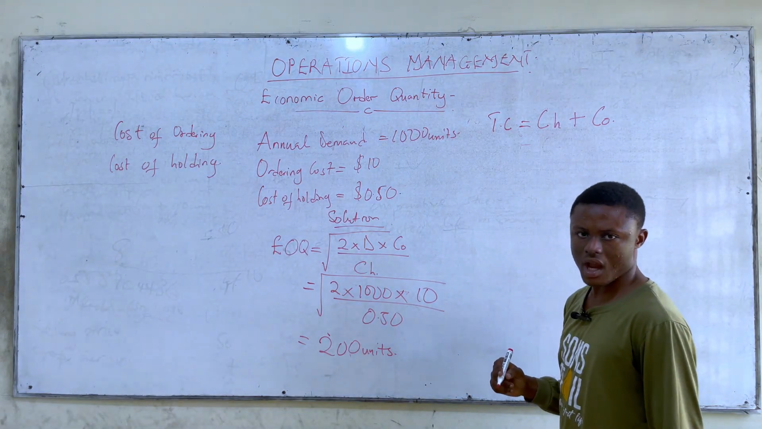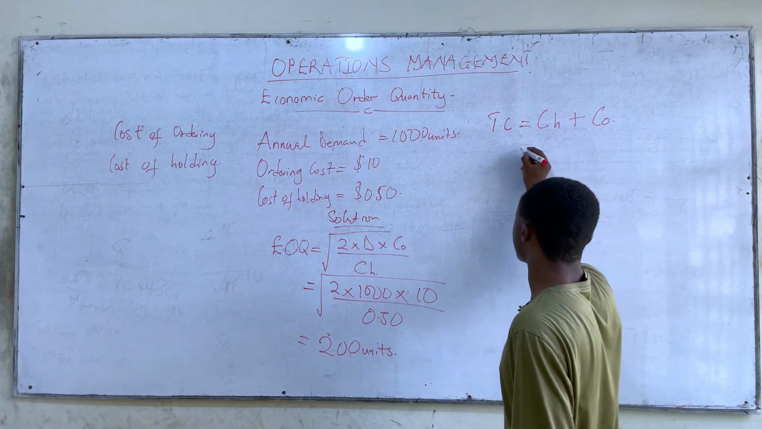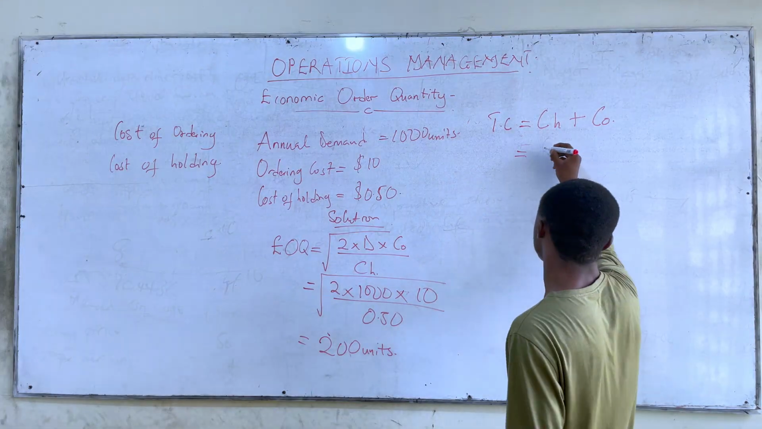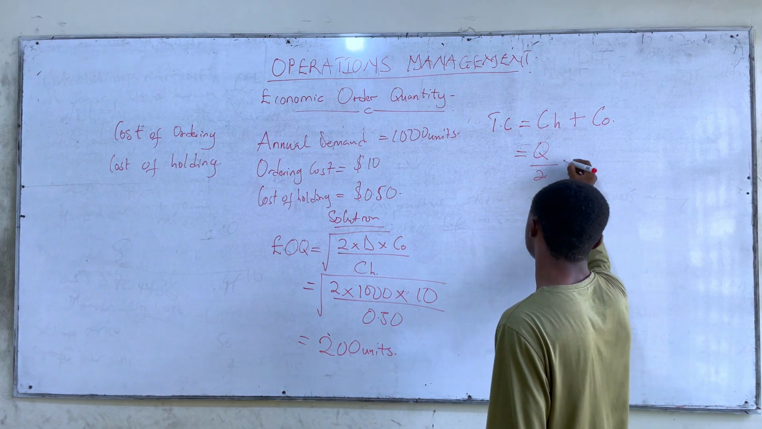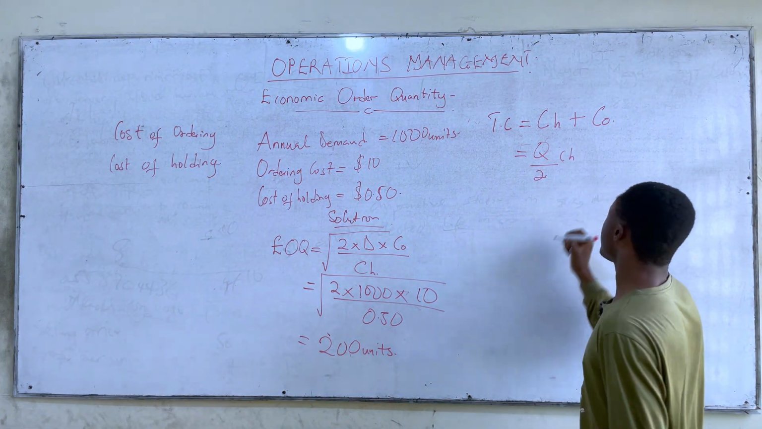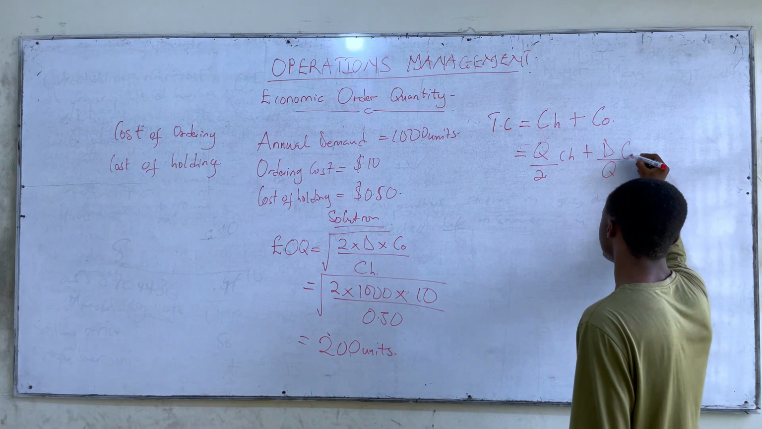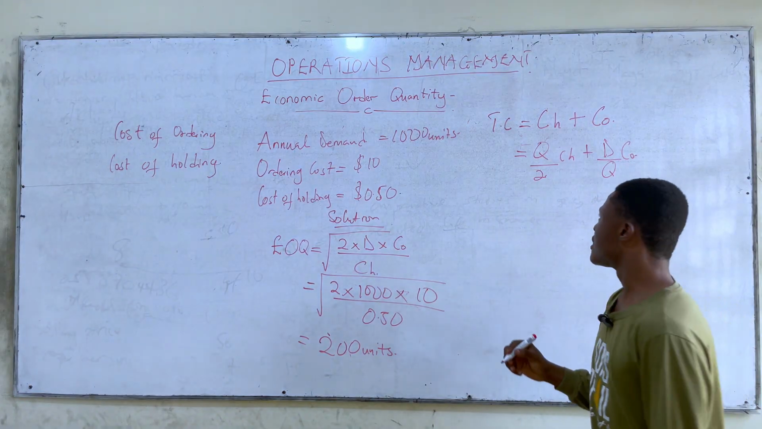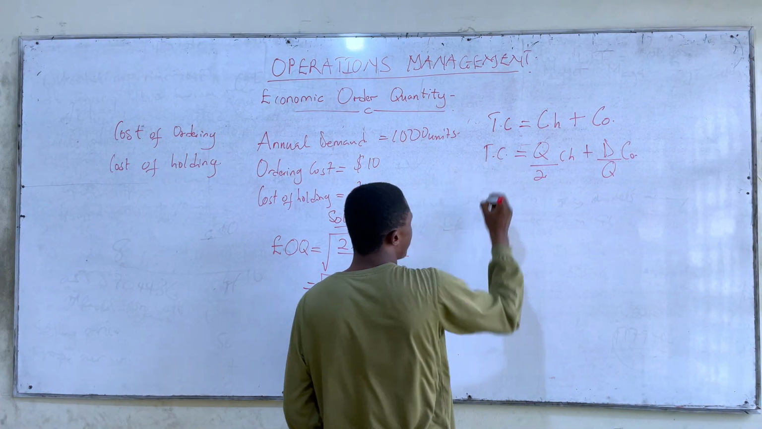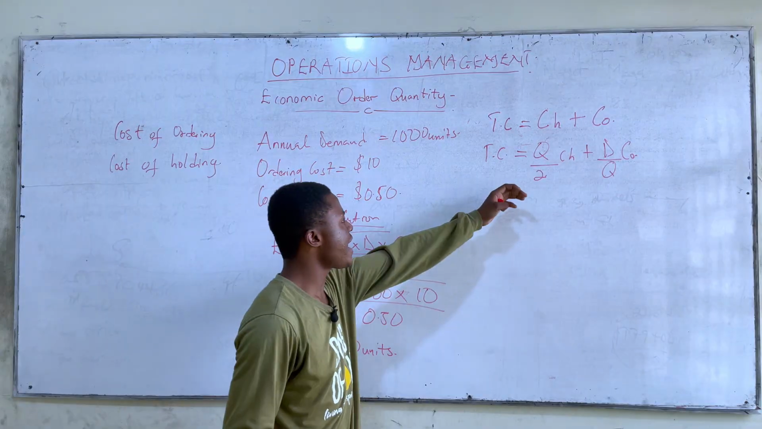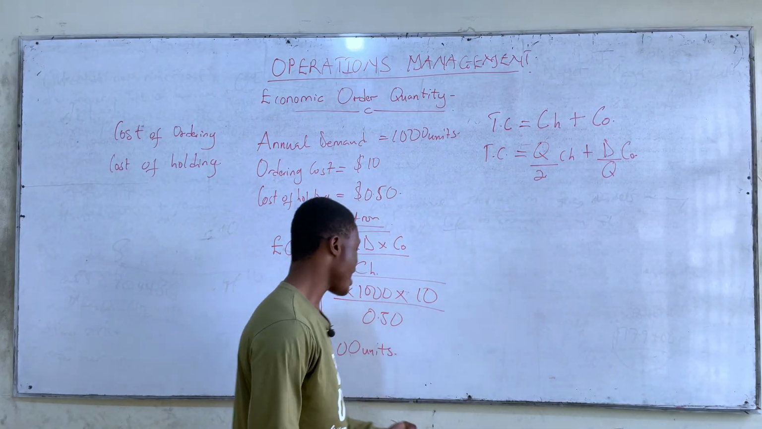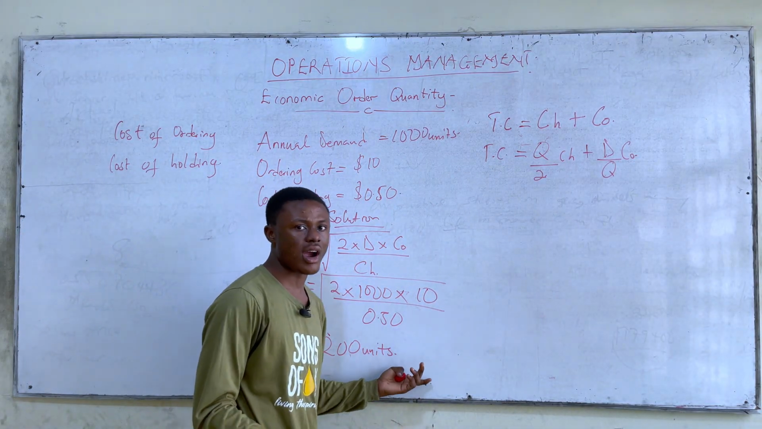Ordering. Are we good? What is the formula for cost of holding? Our cost of holding is Q divided by 2 times CH. And then our cost of ordering is demand over quantity times CO. Are we good? So here we are finding our total cost. But we have been able to find our Q, which is our economic order quantity, 200 units.